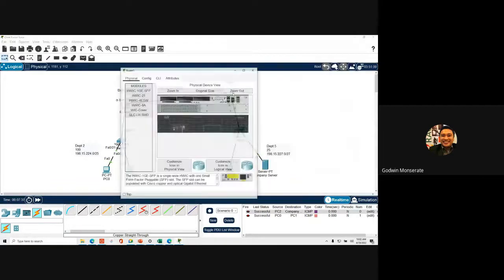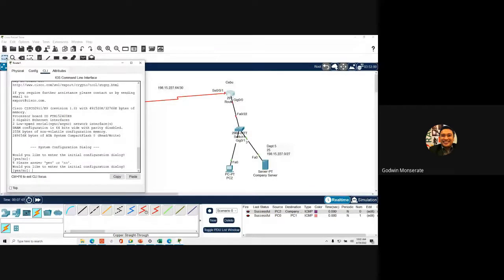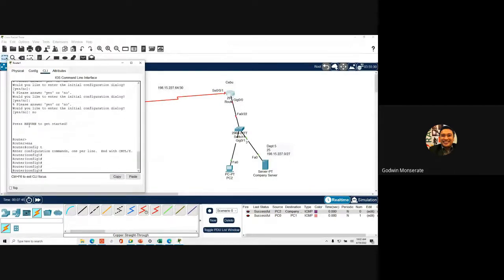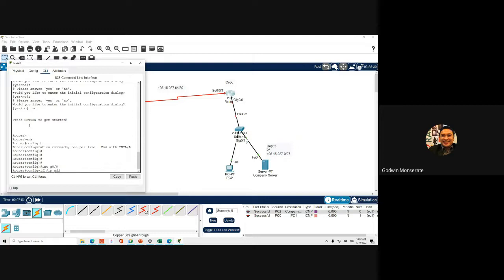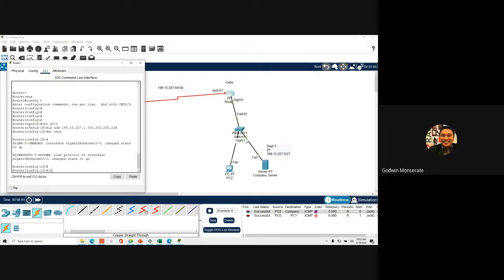Dire ko sa Cebu na sad. Okay? I'm going to configure Cebu. So, enable, config t, and in G0/0, okay, IP add 198.15.227.1, 255.255.255.224, enter, no shut. Okay na ko G0/0. Then in SE0/0/1.